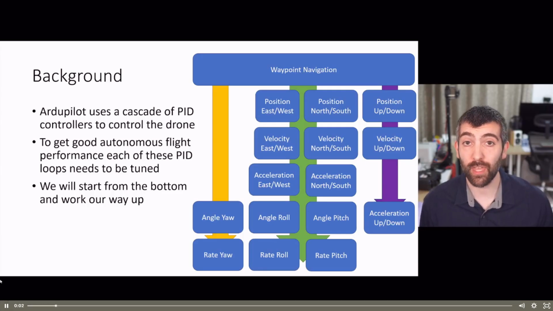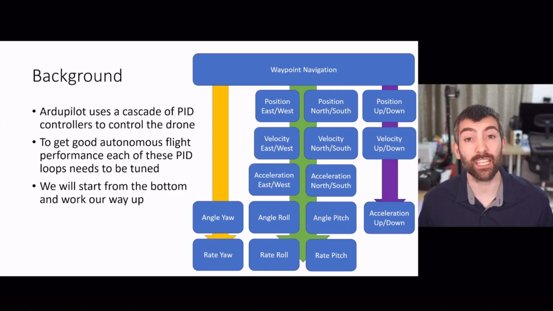Before we dive into the theory of PID tuning in ArduPilot, I just want to give you some background on all of the different PID controllers that ArduPilot has inside it. ArduPilot uses a cascade of PID controllers to control the position, the velocity, the acceleration, the angle, and the rate of rotation of the drone. To get good autonomous flight performance, you need every single one of these PID controllers to be correctly tuned. And so we're going to start at the bottom and work our way up. That's the way that we have to tune these things, because you can't tune these high level controllers if the lower level controllers are not performing brilliantly.